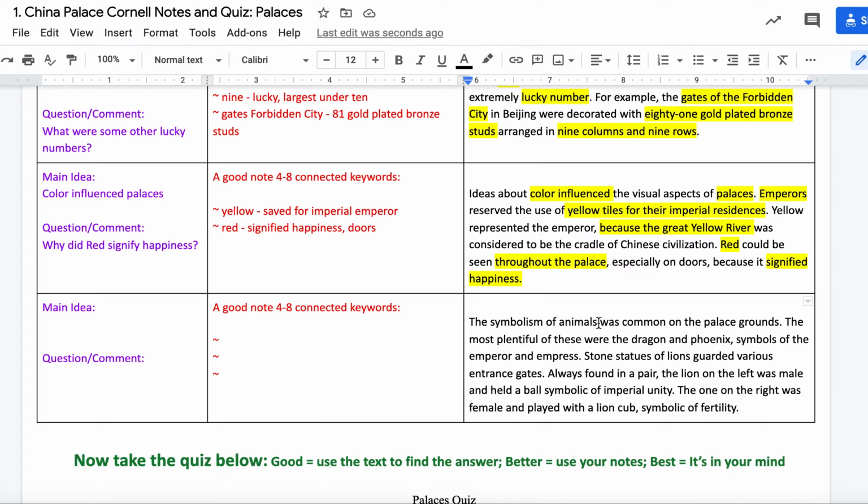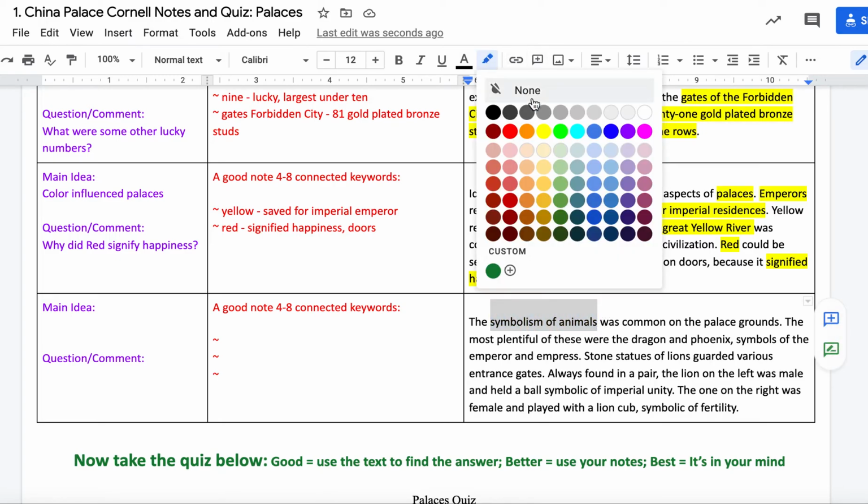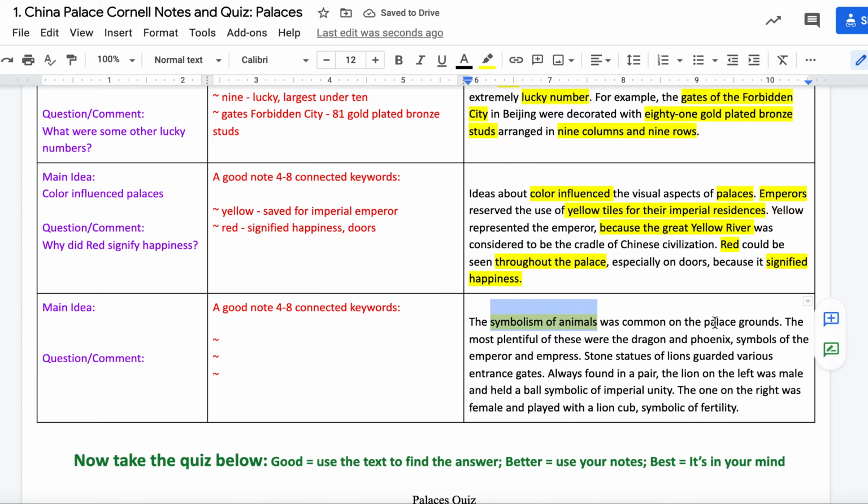So we're going to talk about the symbolism of animals. That's what that whole paragraph is about. And we're going to talk about how the dragon and the phoenix were symbols of the emperor and the empress. So the dragon was the emperor and the phoenix was the empress. And then we had statues of lions guarding the entrance gates. All right, and they were always found in a pair. And the lion on the left was male and held a ball, symbolic of imperial unity.